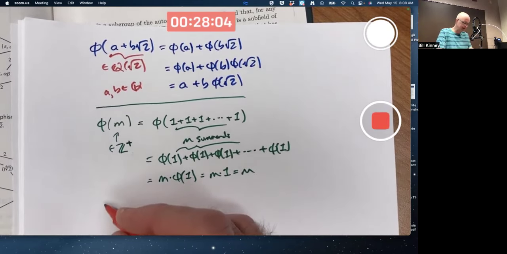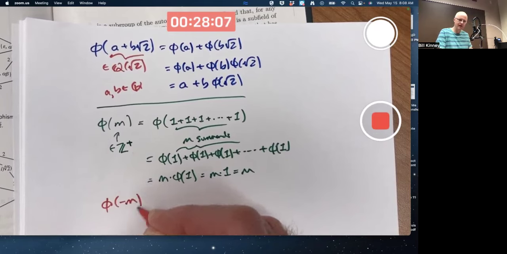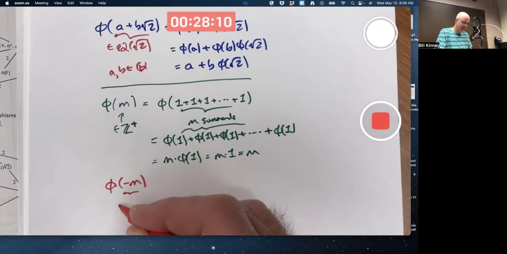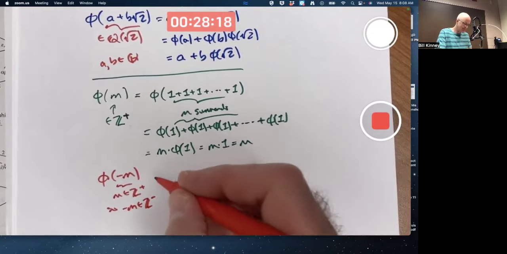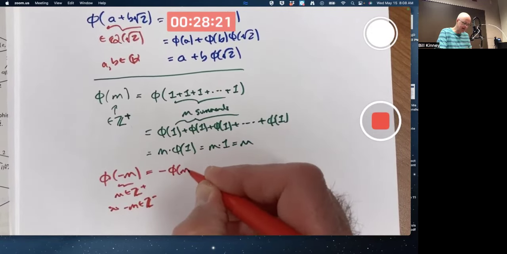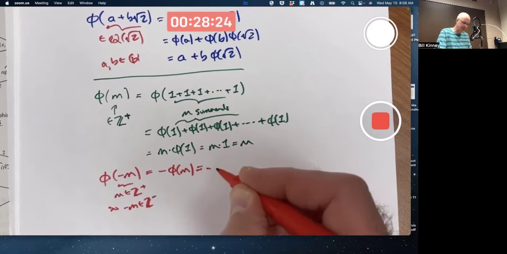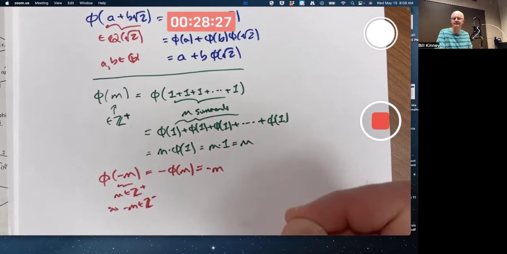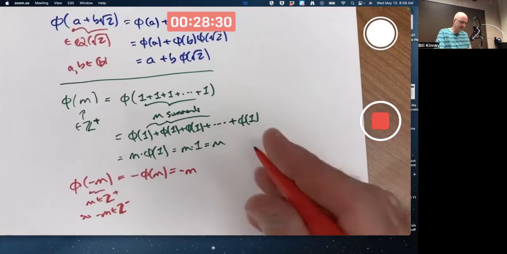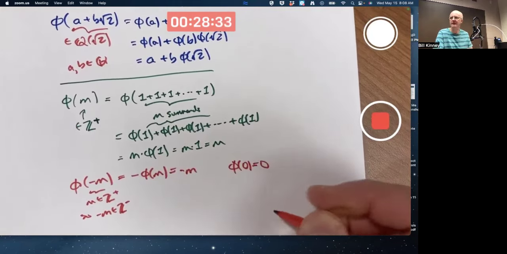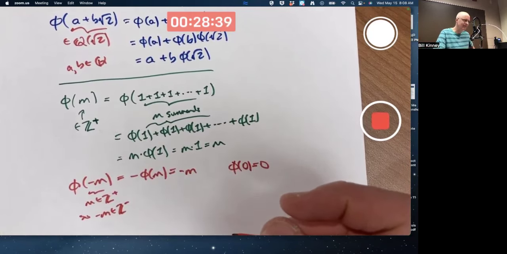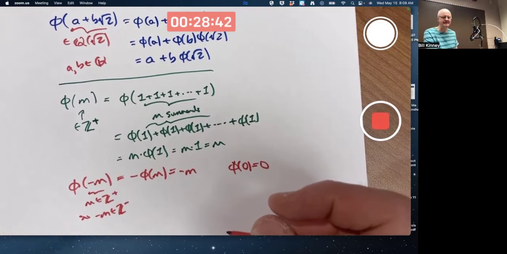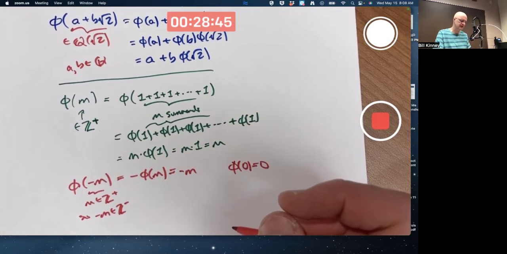You might wonder, well, what if m is a negative integer? Call it negative m. Pretend m is positive, so negative m is negative. Use the fact that it's operation preserving. You could pull the negative sign out. And now use the fact that you proved phi maps positive integers to themselves. Phi would also map 0 to itself, right? Even homomorphisms map the additive identity to the additive identity. In this case, it's the same additive identity because it's a field automorphism.